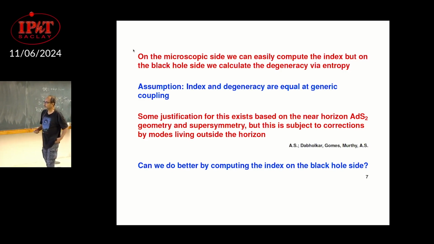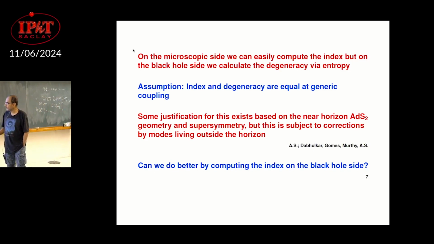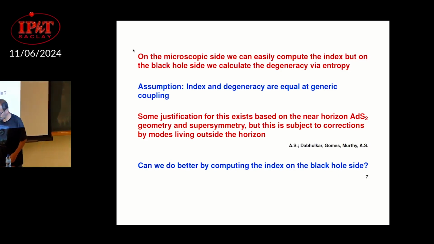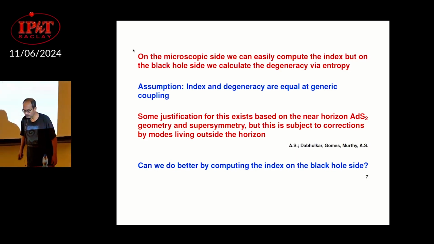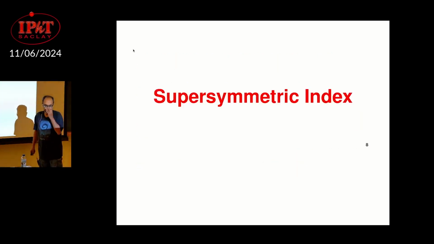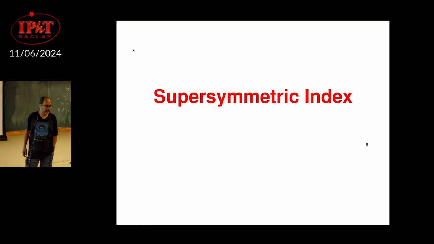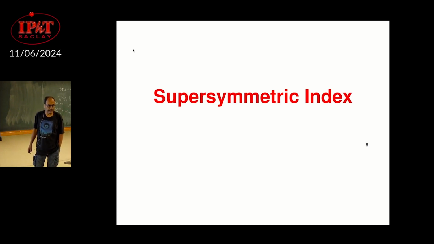So this leads to the question: is it possible to do better by computing the index also on the black hole side? On the microscopic side, you know how to calculate the index. So is it possible to calculate the index also on the black hole side? This brings me to the subject of the supersymmetric index. So I'll now explain what it is that we try to compute, what the supersymmetric index is, and then I'll tell you how on the black hole side we go about calculating the index.